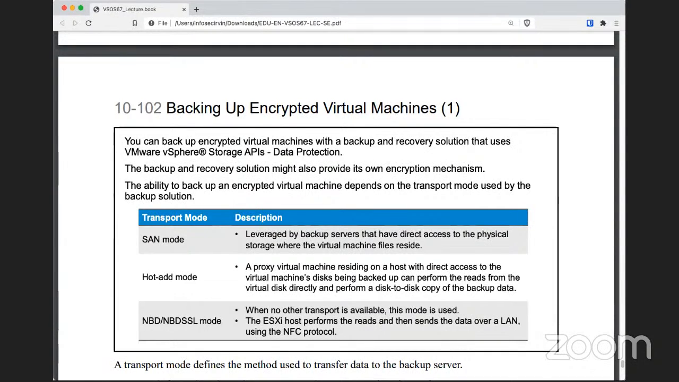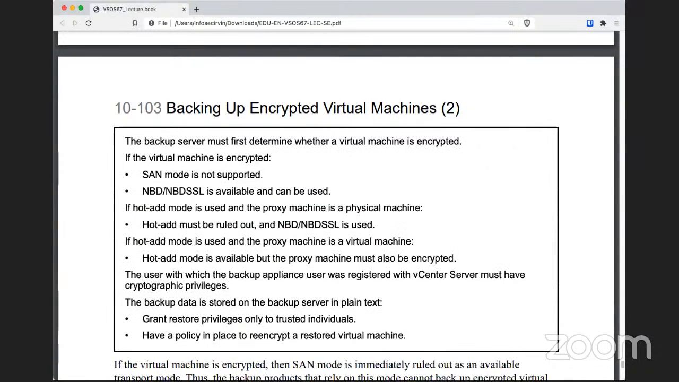You can back them up. You have three ways of using SAN mode, hot add, or NBD SSL in order to back up an encrypted VM. There are some pros and cons to these three different modes. So the best practice would be to see what works best in your environment.